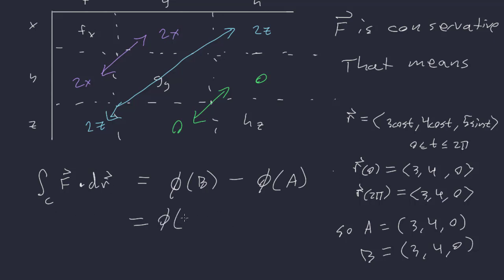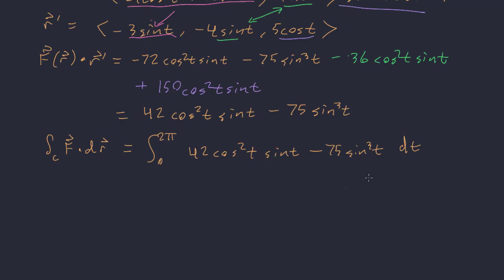integral over C will be phi of 3, 4, 0 minus phi of 3, 4, 0. I don't care what phi is. Those are the same. So our integral is going to come out to be 0.